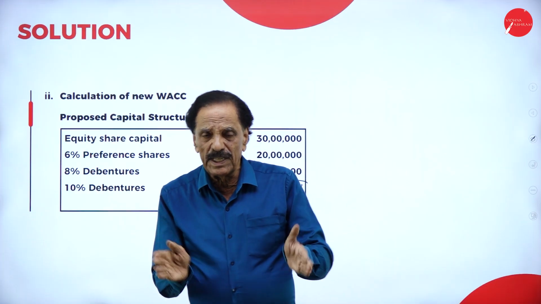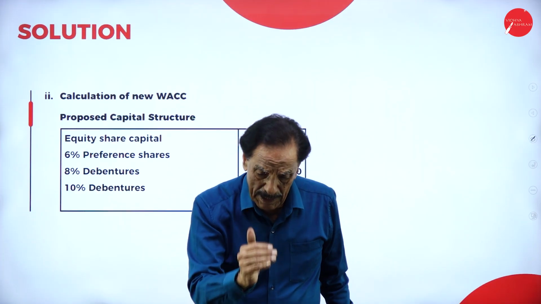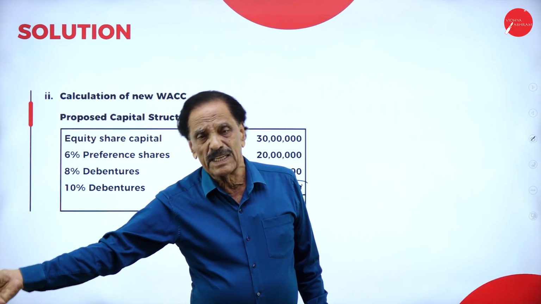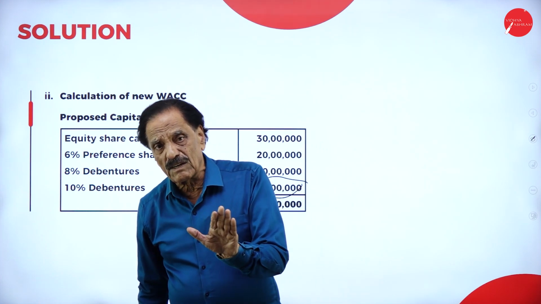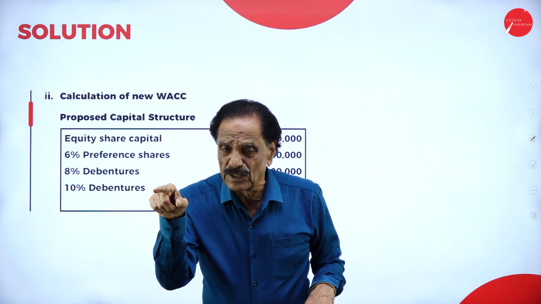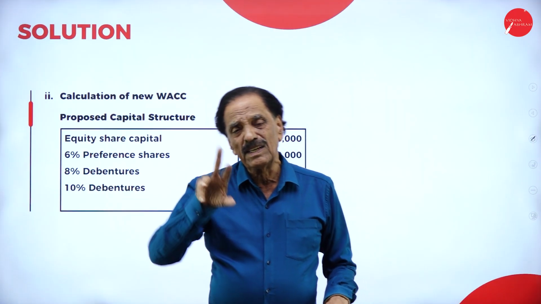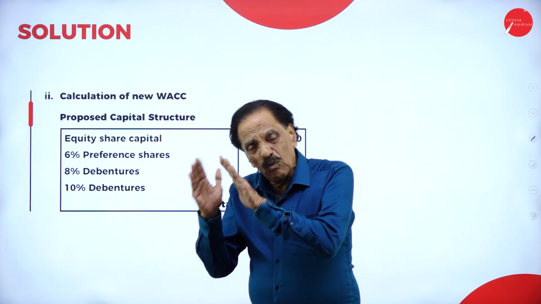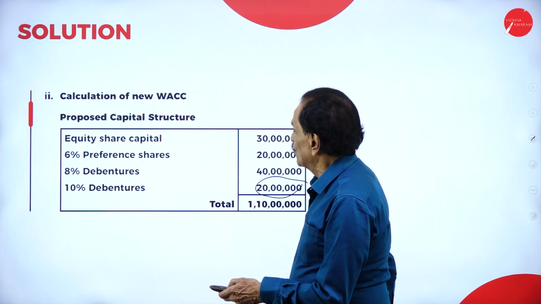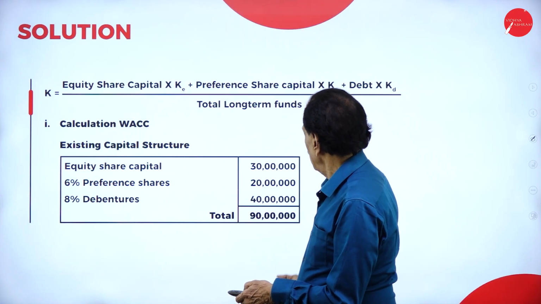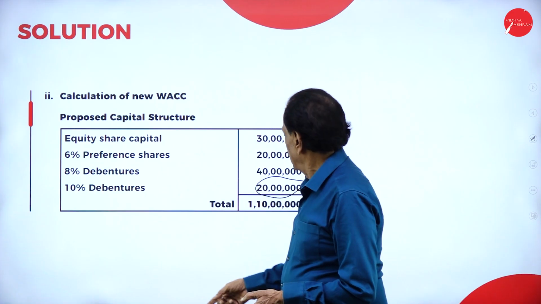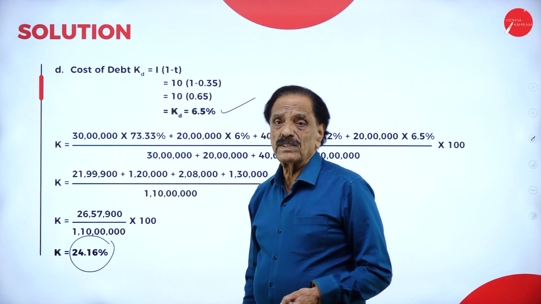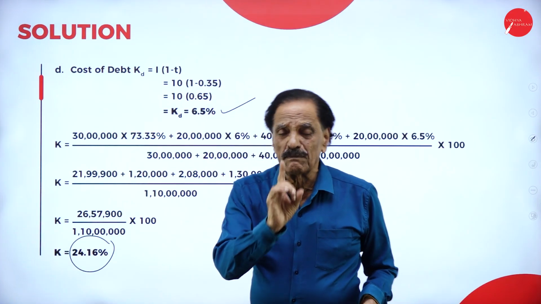So what is the cost of equity? Dividend divided by market price of the share into 100 plus growth rate. Regarding the preference share, whatever the percentage is, that should be retained. Regarding the cost of debt, interest into 1 minus T. So first you have to do it for the existing, then for the new one also. I have done both, one for the existing and one for the new one. First the old one, existing, then the new one including 20 lakh, same procedure. It works out to 24.16%. So this is a definite problem from the examination point of view.